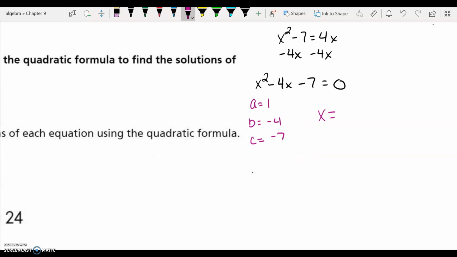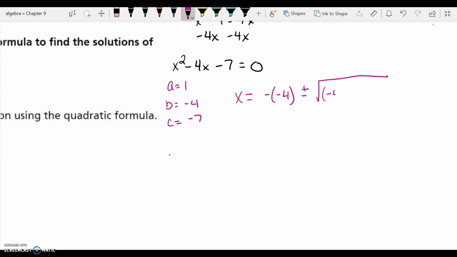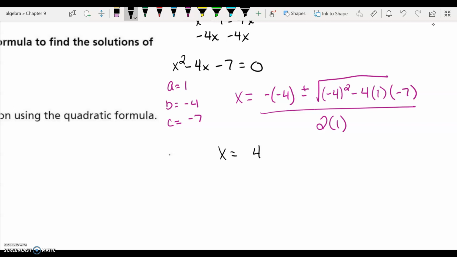X equals negative B plus or minus the square root of B squared minus 4AC, so that means multiplying, all over 2A, so 2 times 1. So now I'm going to simplify. Negative times a negative would be a positive 4 plus or minus. This is going to become 16. If you have a negative here, squaring it, guys, your first number inside the square root is always going to be positive. Then I have negative 4 times negative 7, which would be plus 28, all over 2.